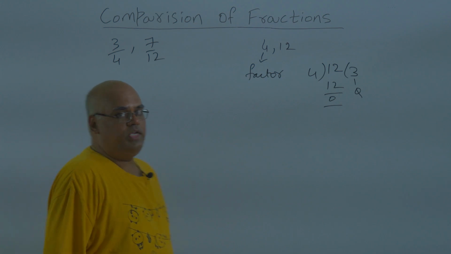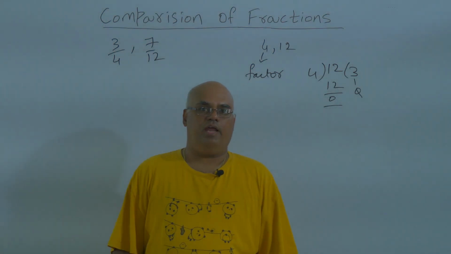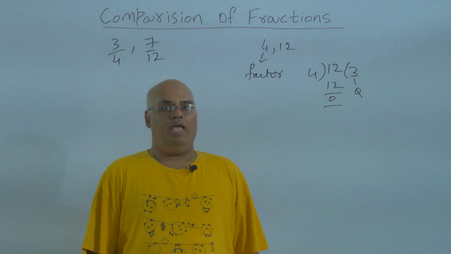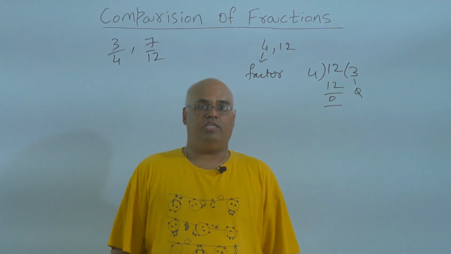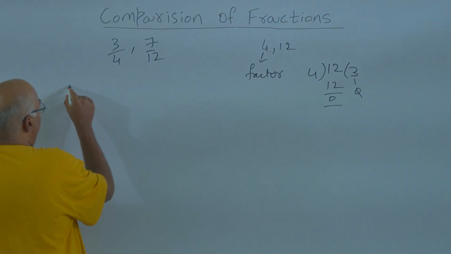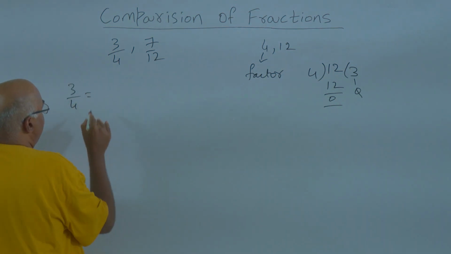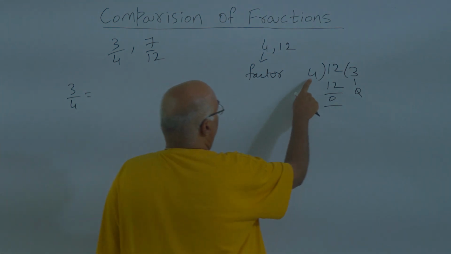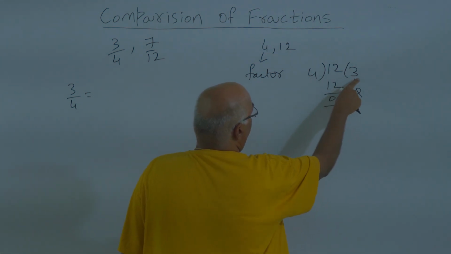So when you are given unlike fractions and want to compare them, we convert the unlike fractions into like fractions. So what I will do is write this 3 by 4 as follows: when you divide 12 by 4, you get 3 as the quotient.